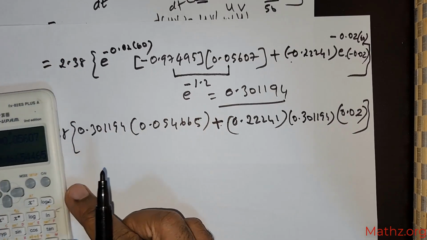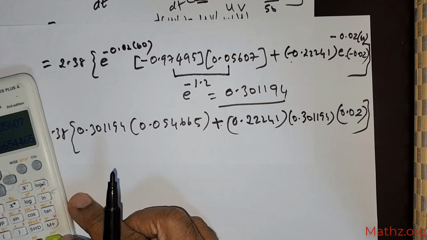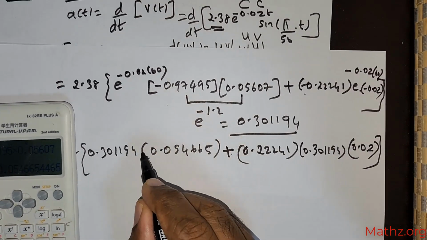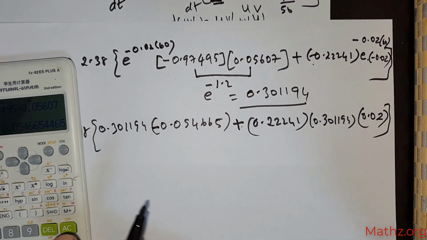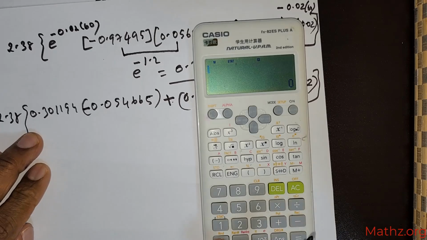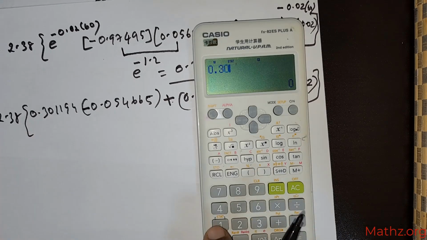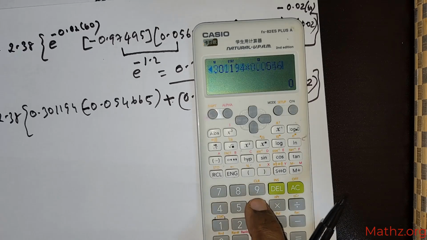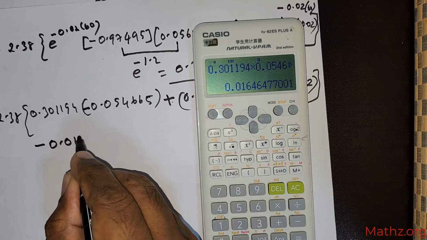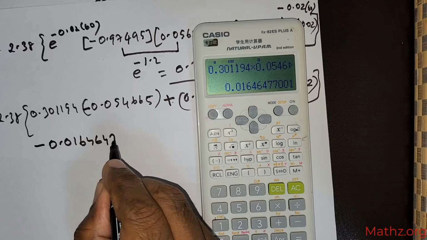Let me just multiply all of this together. Okay, one more thing, there is a negative sign. I'm going to place the negative sign. If not, our conclusion would be affected. So 0.301194 multiplied with 0.054665. That's a negative 0.0164648.